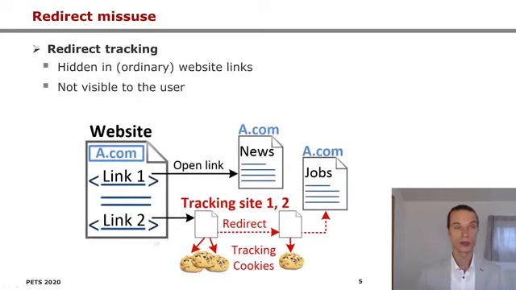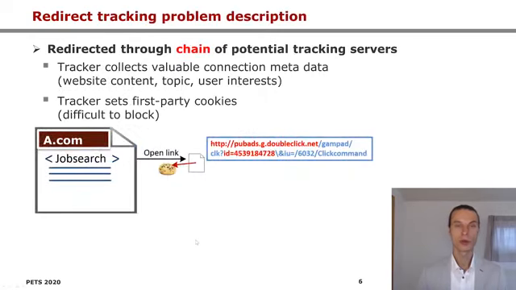In addition, there exists a form of tracking hidden behind ordinary website links, not clearly visible to the user. Here, the tracker redirects the user through a chain of potential tracking servers to collect valuable metadata like website content, topic, or user interest, and also to set first-party cookies, which are more difficult to block. Here we will visualize the method.